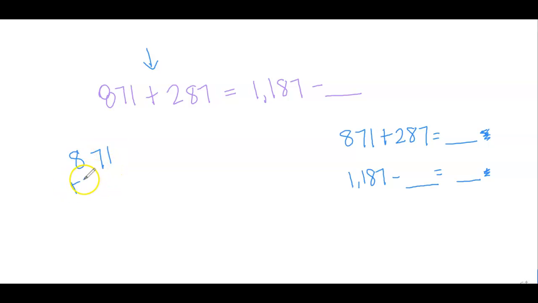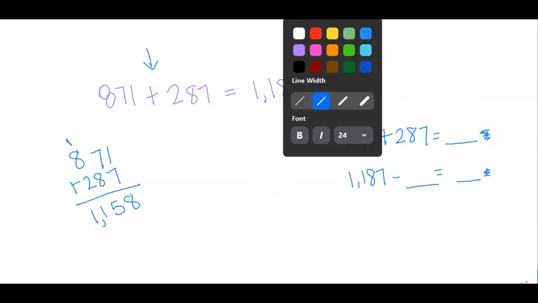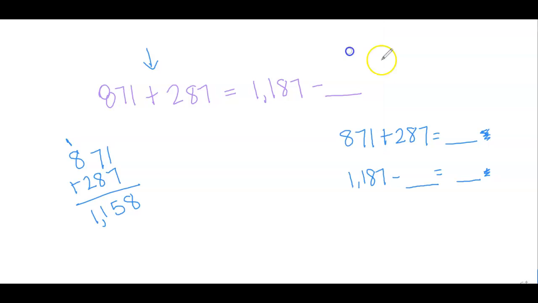871 plus 287. 7 plus 1 is 8. 7 plus 8 is 15. I'm going to carry that 1 over here. 8, 9, 10, 11. So when you have a number that's 2 digits and it's the last one we're adding, you're just going to put it right here. So our answer for this is, let's change our color so it's easier to see, 1,158.